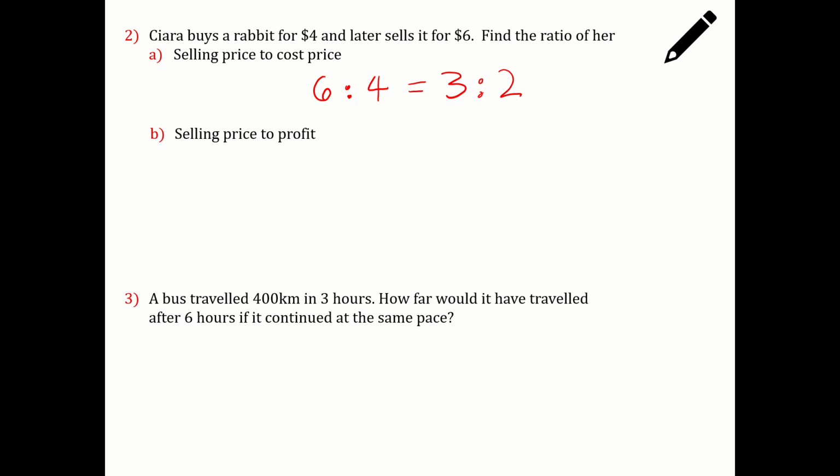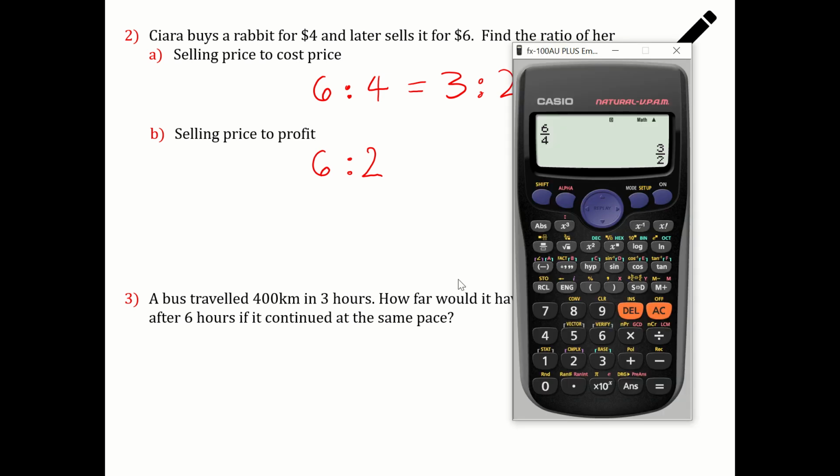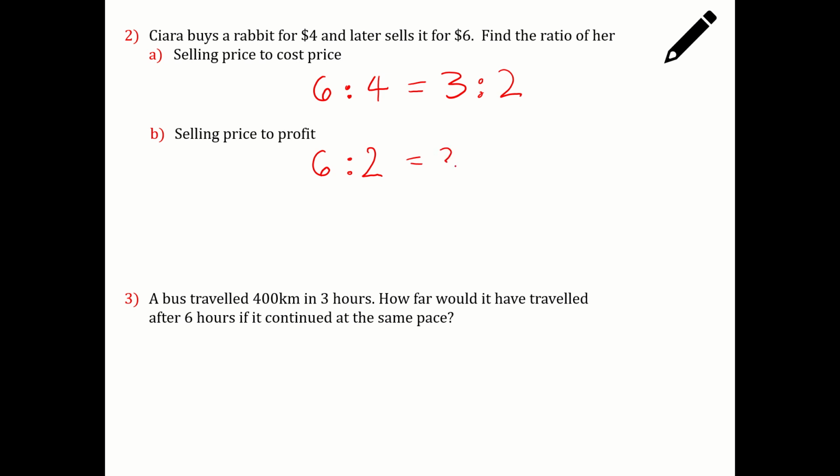This time we're looking at selling price to the profit. So the selling price was still $6, and if we think about it, how much profit did she make? Well, she bought the rabbit for $4, and then she sold it for $6. That means she made $2 in profit. So the selling price to the profit is 6 to 2. Again, we check if it can be simplified. So you put it in your calculator as a fraction. So it'll be 6 over 2. When you press equals, it gives you an answer of 3. And remember, when it's a whole number, it's 3 to 1 because the fraction is technically over 1. So that would be 3 to 1.